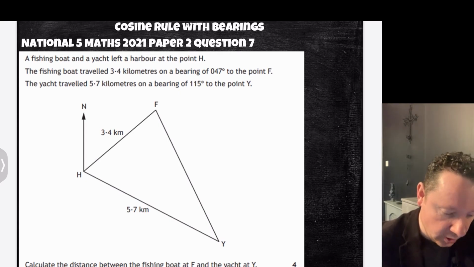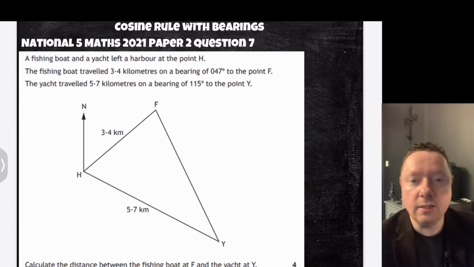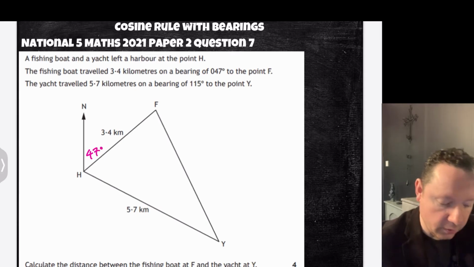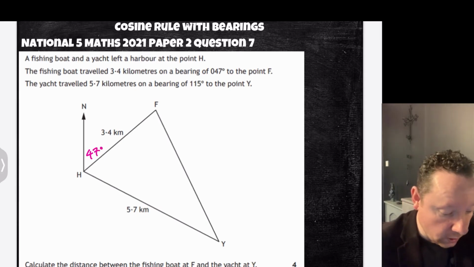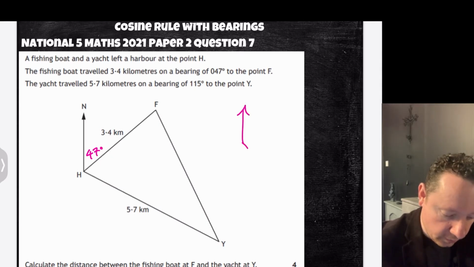The first bit of key information is the fishing boat left the harbour on a bearing of 47 degrees to point F. So bearings go clockwise from north. So I now know that this is 47 degrees going round to that line. The second bit of information we're told is the yacht travelled on a bearing of 115 degrees to point Y. So there's a little bit of work to do here. It goes north and it goes all the way around, here is 115. So if I take a note of that at the side, we've got this picture with 115 to here, but we've got this line cutting it which goes to F, and that bit in there is 47.